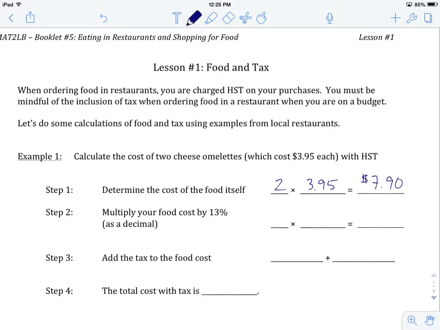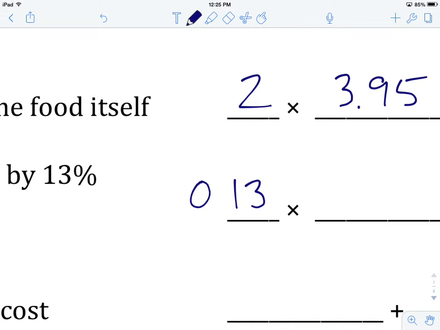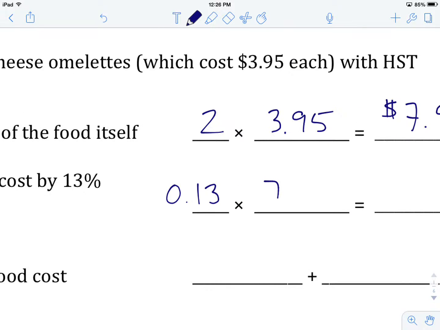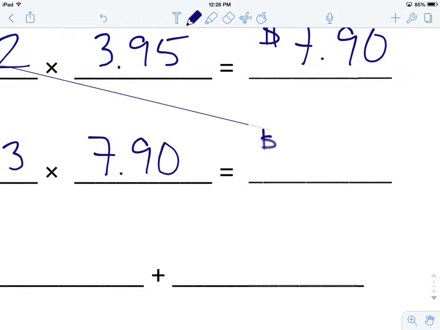Step 2, we're going to figure out how much tax would be charged for $7.90 worth of food. We do that by first converting our HST percentage, which is 13. We divide that by 100, which gives us 0.13. And then we multiply that by our food total, which from the previous step was $7.90. Now let's type this into our calculator. 0.13 times $7.90, and it gives us 1.027.